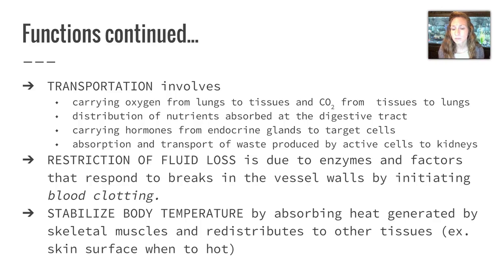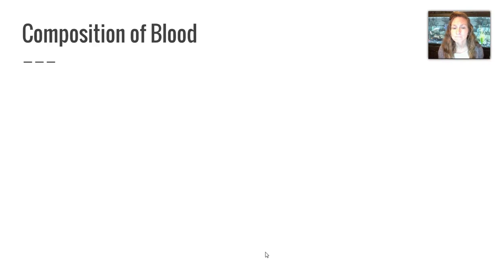And stabilizing body temperature occurs by absorbing heat generated by skeletal muscles and then redistributing that to other tissues, like we talked about with the skin. The surface will look reddish because those capillaries are bringing blood to the surface to be radiated out to help with that heat loss.